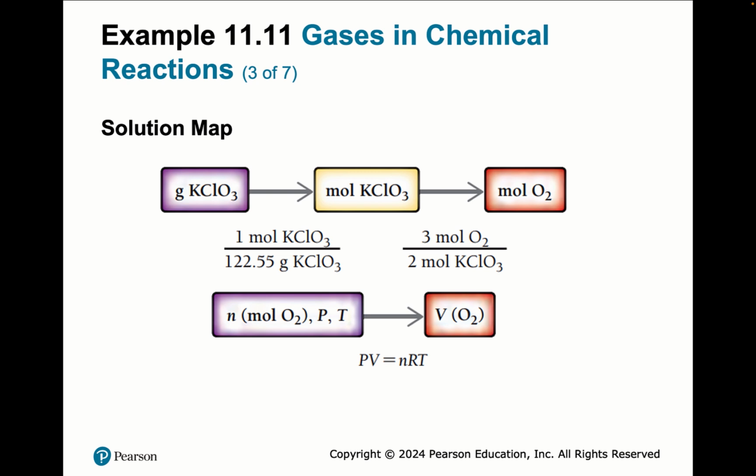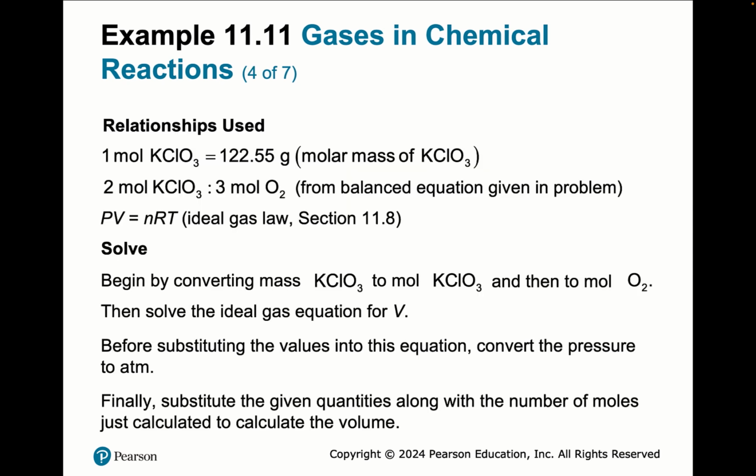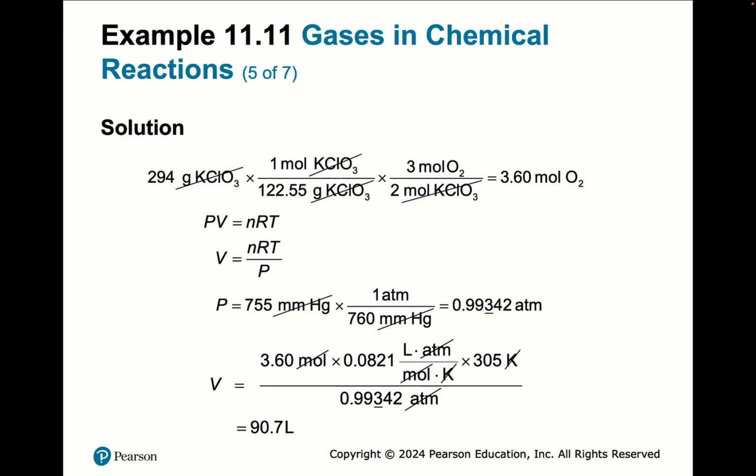So now we have to start off with getting the number of moles of gas. So let's do the molecular weight, what you've done before, and then do the molar ratios. So 294 grams of potassium chlorate, convert to moles, and then use the balanced chemical equation to get the moles of oxygen.